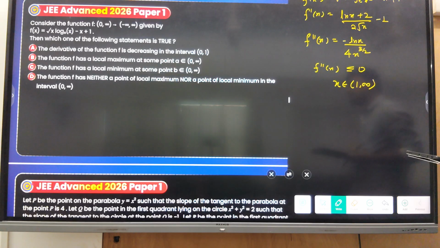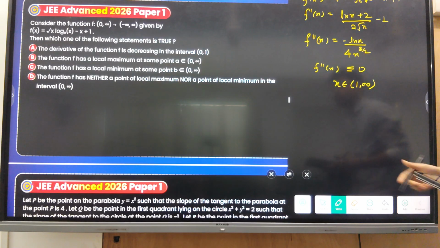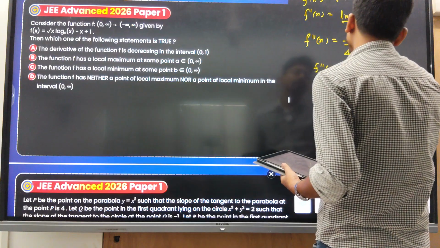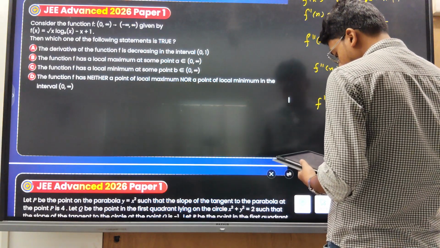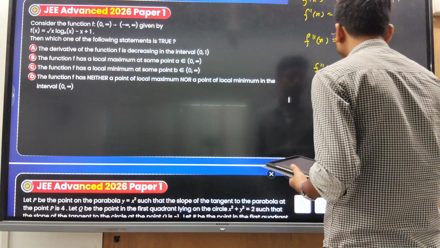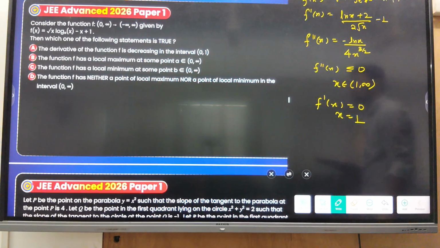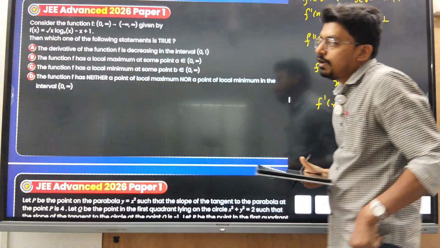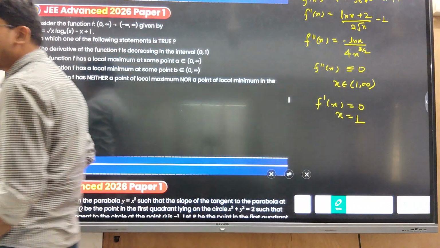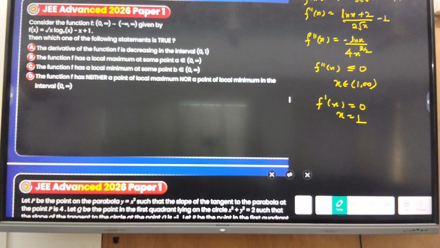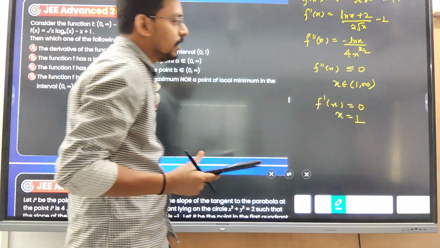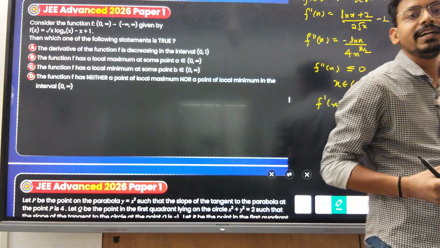Now we have to check options B and C. For these options we have to check the critical points. For the critical points f'(x) should be equal to 0. So here we get the value of x equal to 1. For checking the maximum or minimum at this critical point we have many methods, like the first derivative test or the second derivative test. Here I am proceeding with the second derivative test.